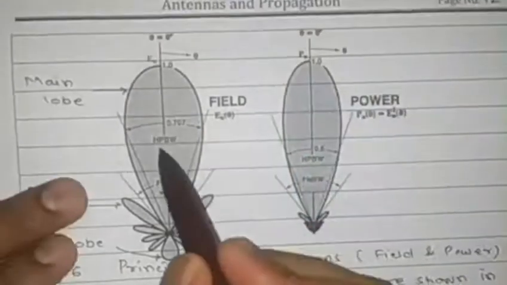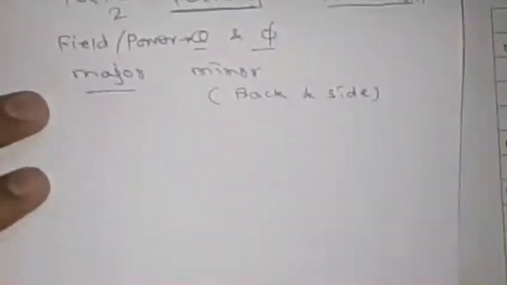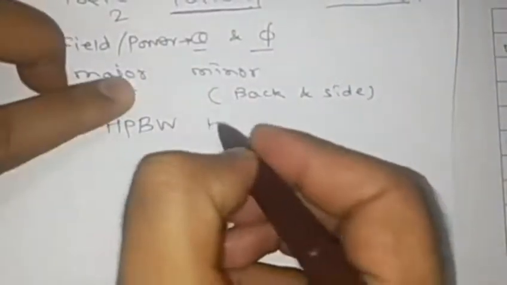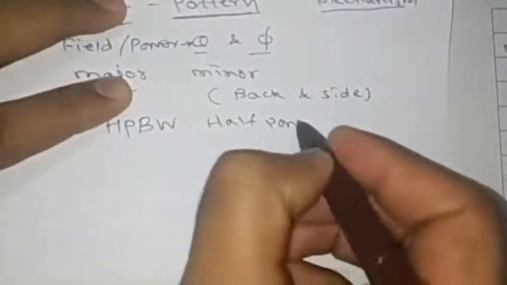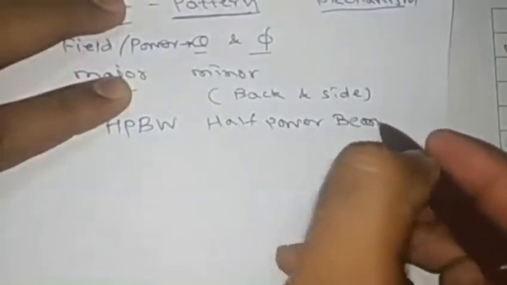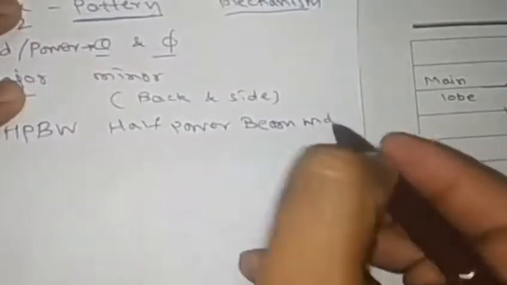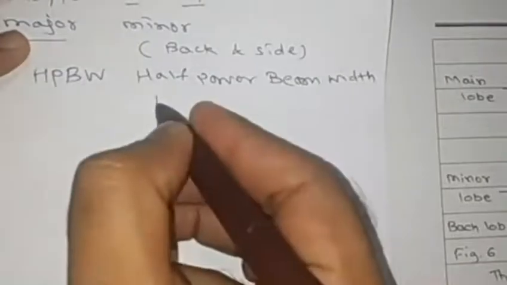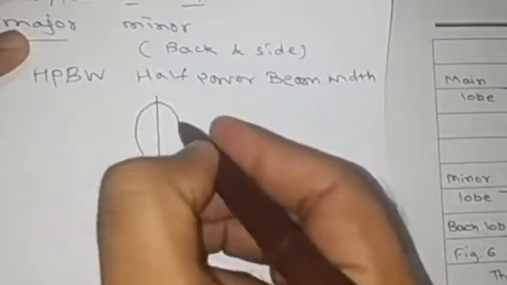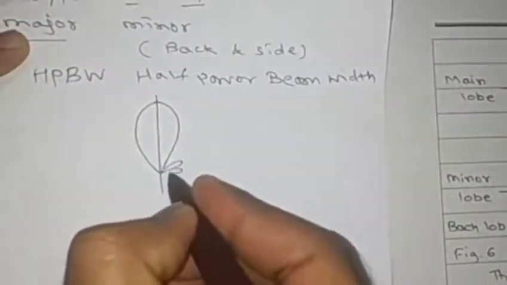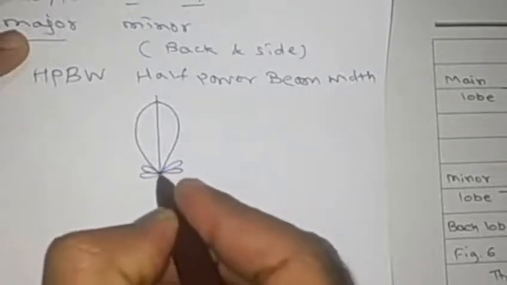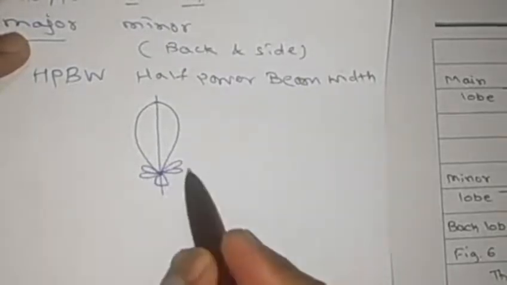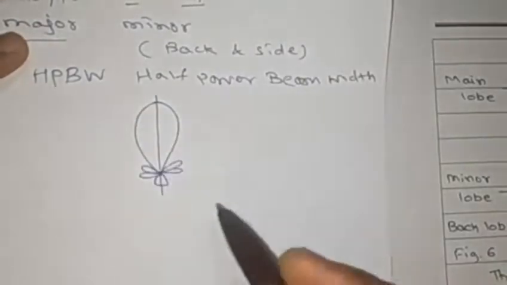Now let's discuss another point called HPBW, which is half power beam width. Let's draw a radiation pattern diagram again. This is a major lobe and these are minor lobes. As you can see, the diagram is symmetric and representing 4 minor lobes, 1 back lobe and 1 major lobe.